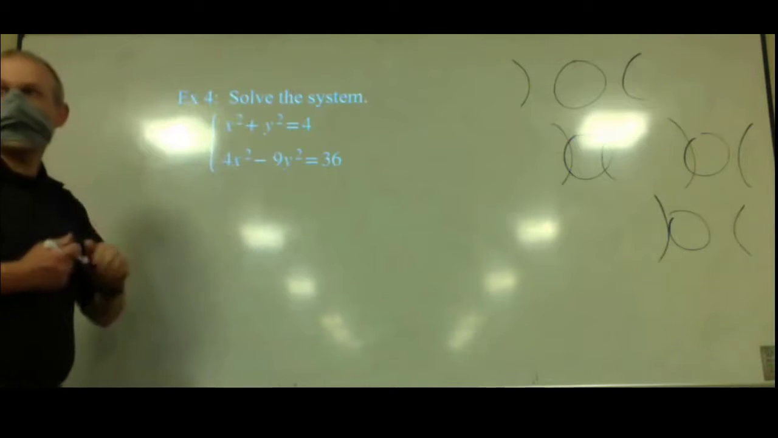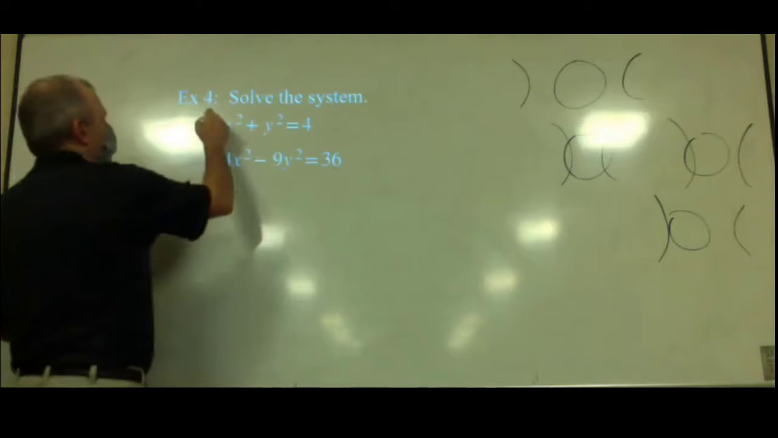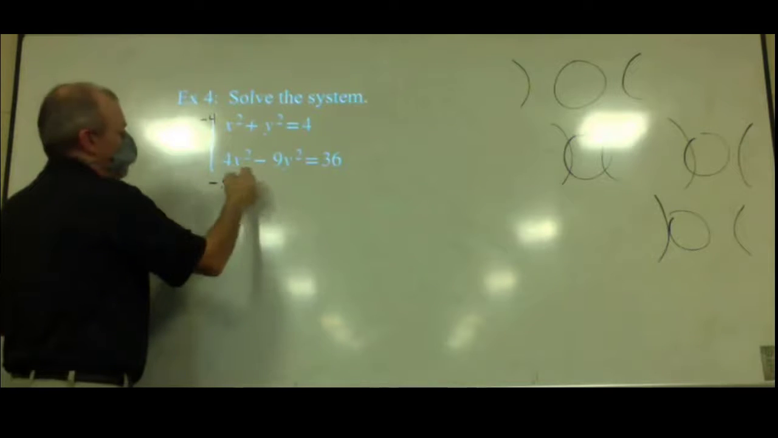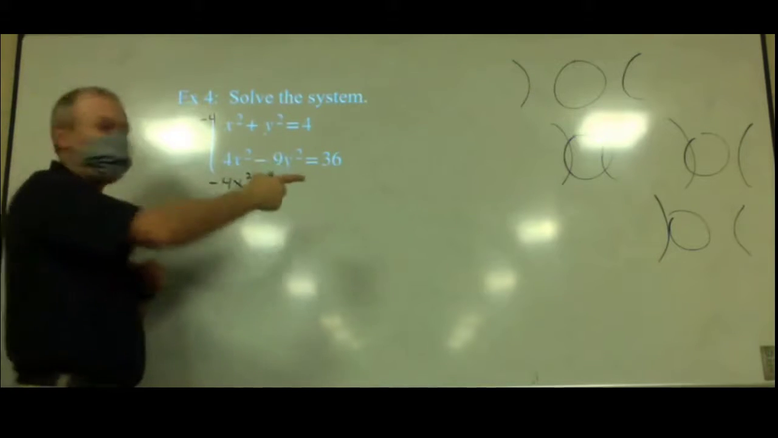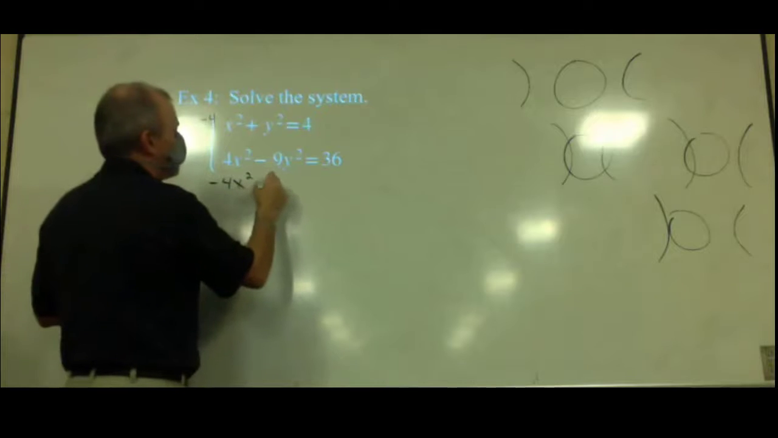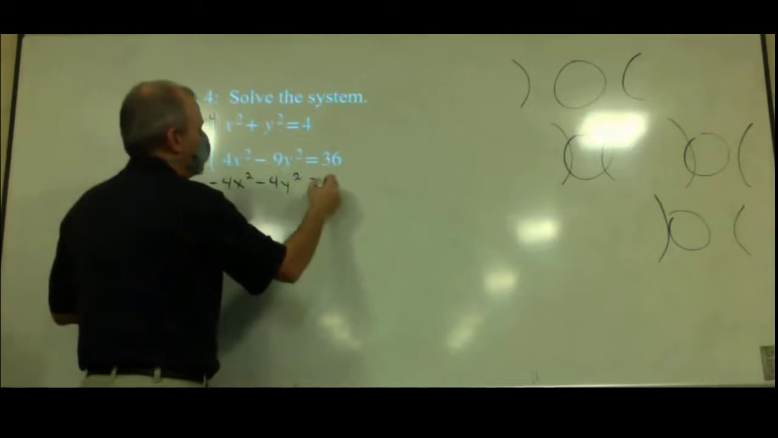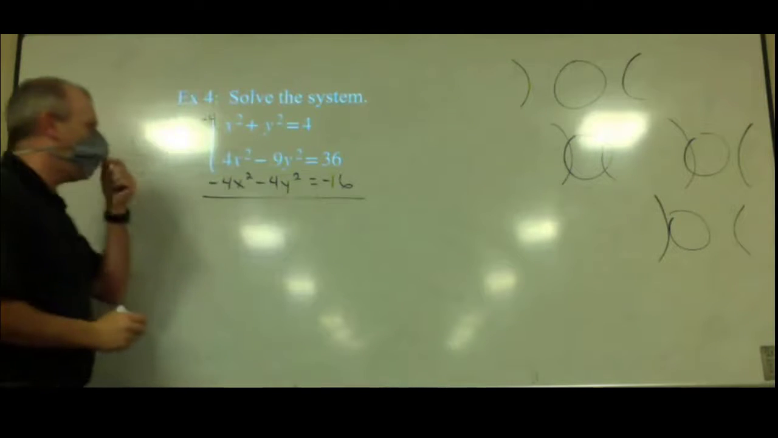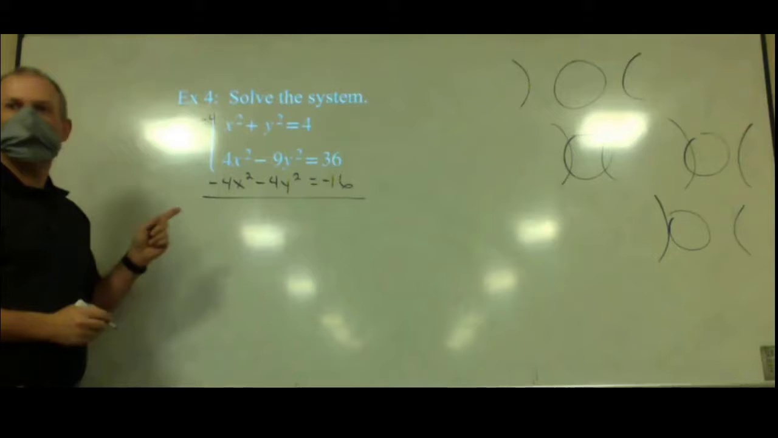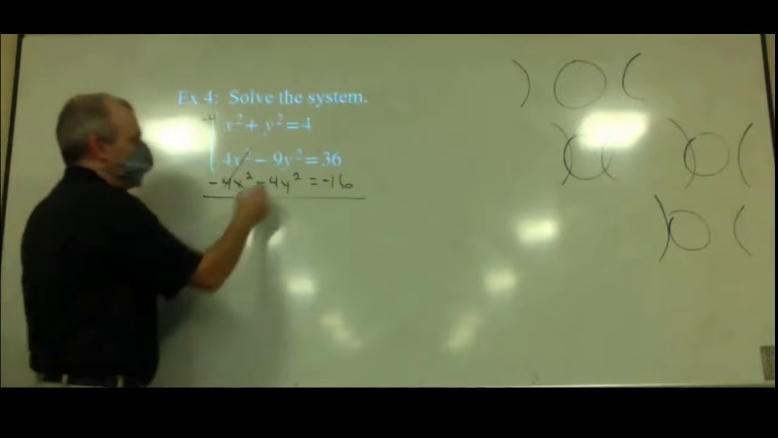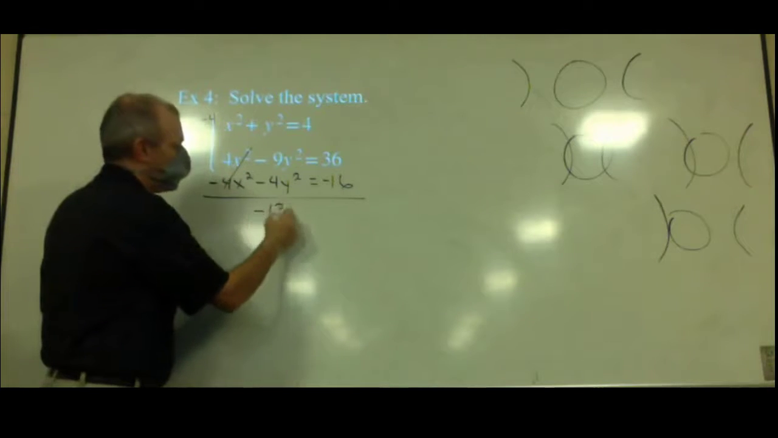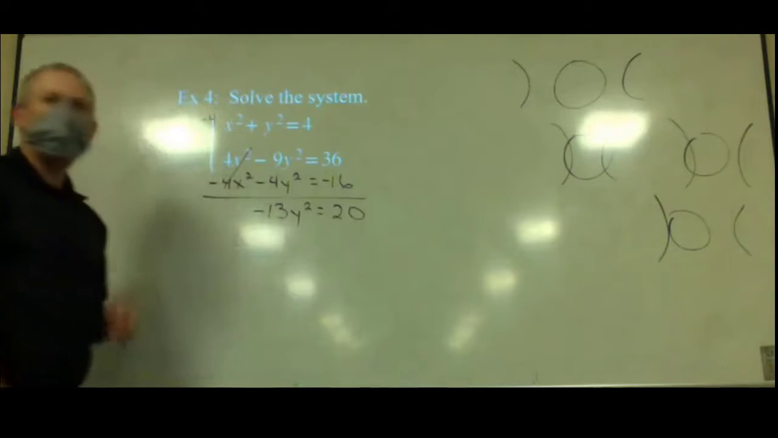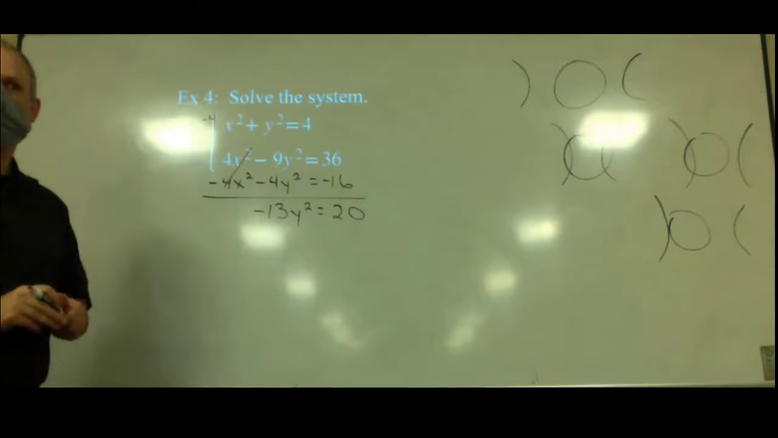Does that make sense? So remember, we're going to multiply everything by the negative 4. I'm just going to put it down here. Negative 4x squared, because we're not going to do anything with the bottom, right? Negative 4x squared minus 4y squared equals negative 16. And then we add these. What happens to the x's, the x squareds? Cancel. They cancel. Here we get negative 13y squared. Here we get 20. What are we going to do to figure out what y equals?